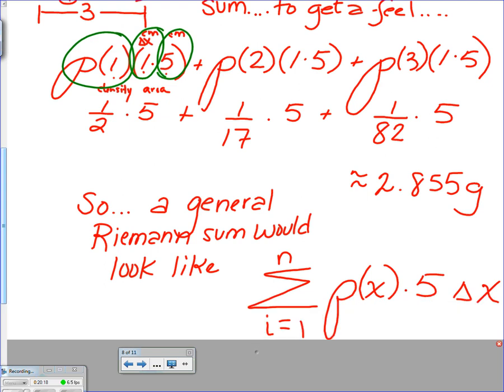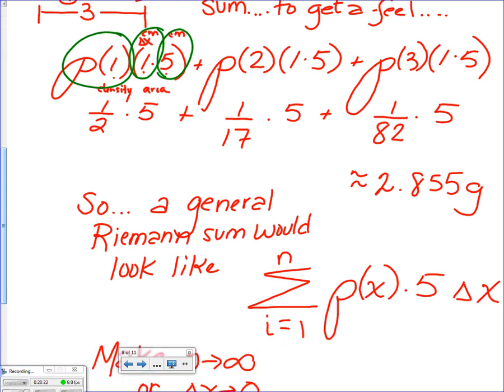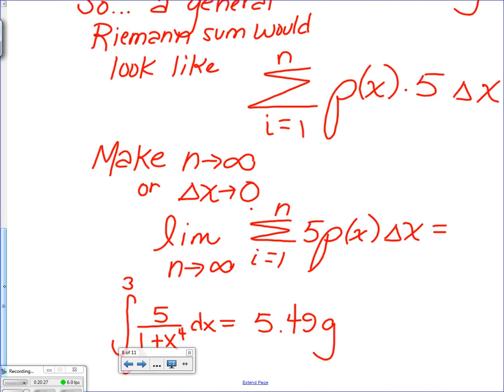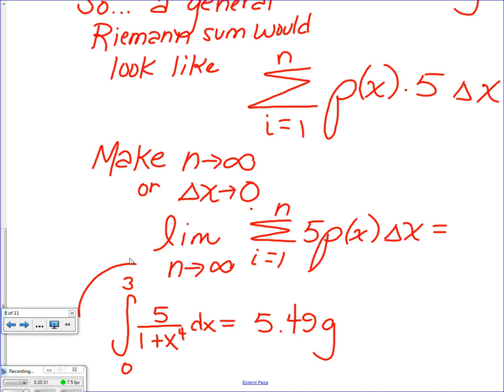Well, I guess I put in a Riemann sum. I forgot. There's my Riemann sum. But we move quickly by letting the number go to infinity, or delta x go to 0, to get my integral from 0 to 3 of 5 over 1 plus x to the 4th dx, to be 5.49 grams. Okay? All right.